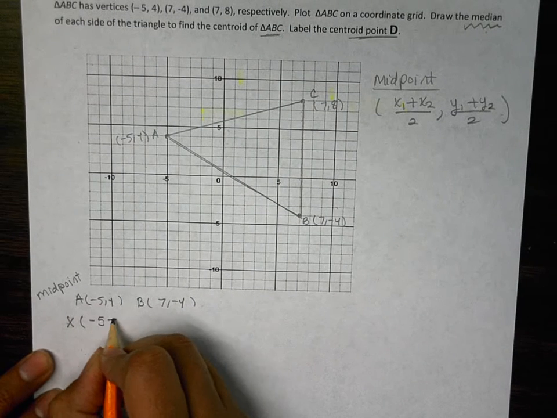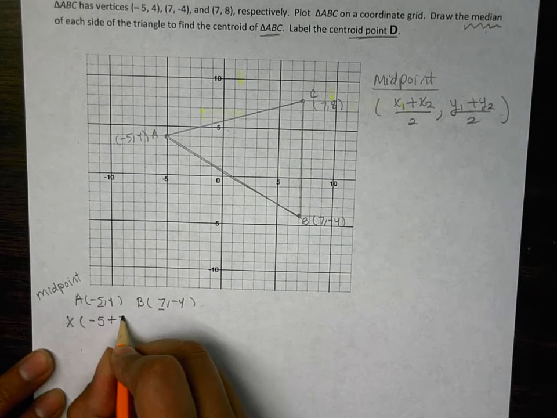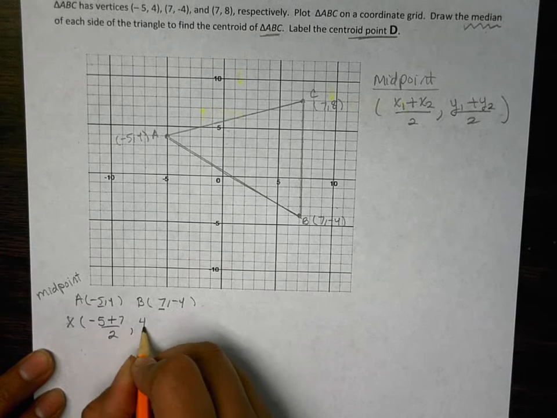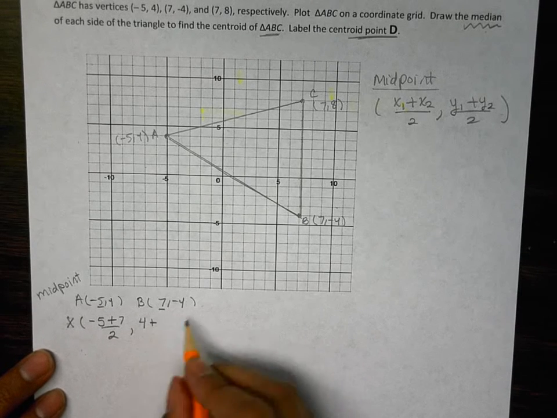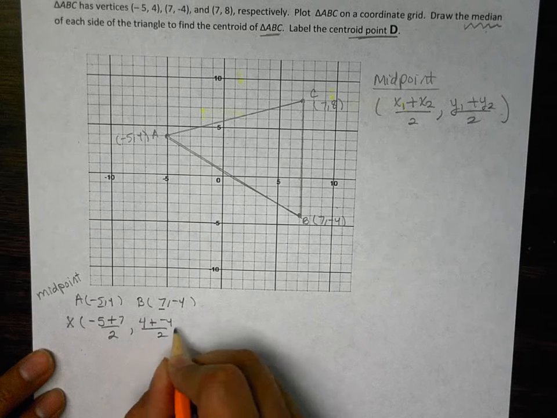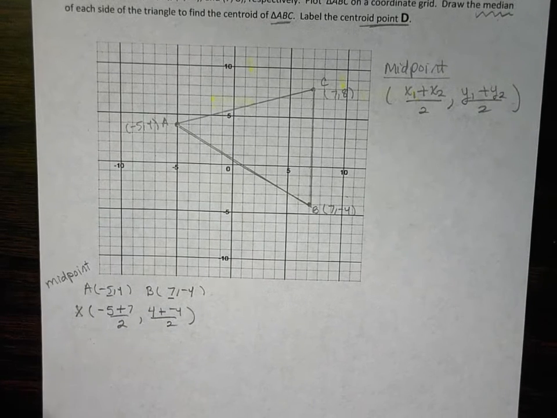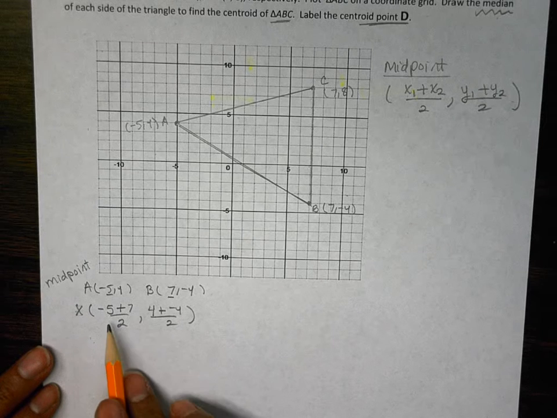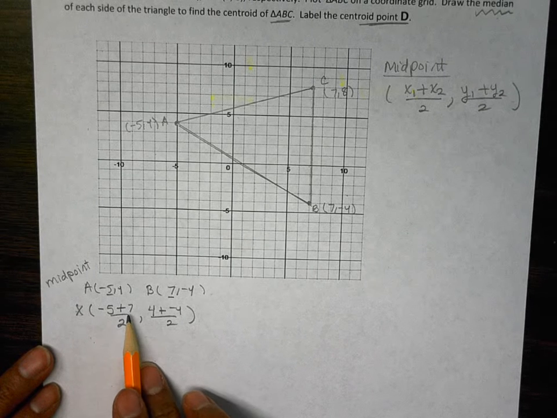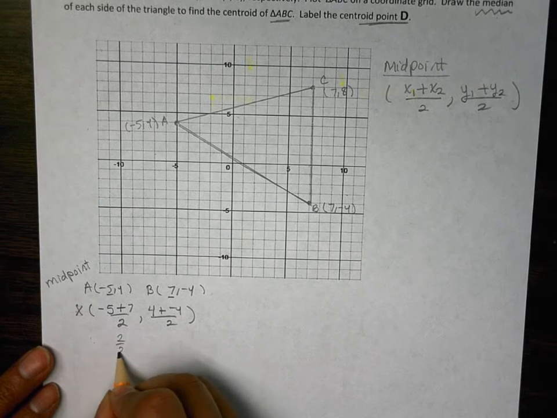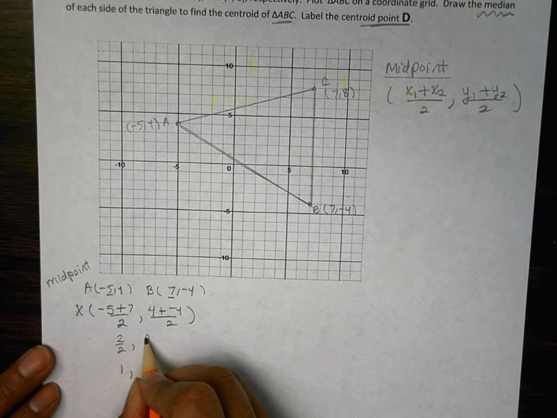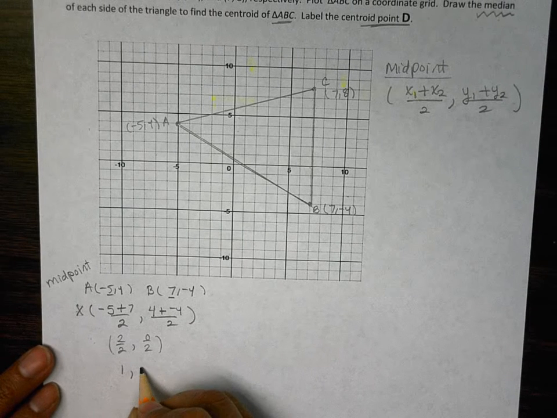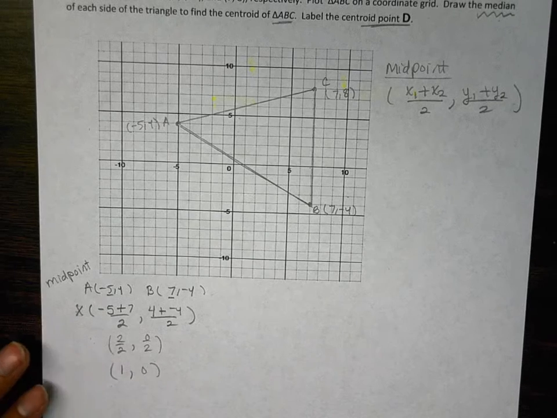Negative 5 plus 7, divide by 2. And 4 plus what? Negative 4. Divide by 2. Go ahead and work that out now. All right, what do you get? 2 comma 0. Negative 5 plus 7 is 2, over 2 is 1, comma 0 over 2 is 0. All right, 1, 0 for point X.